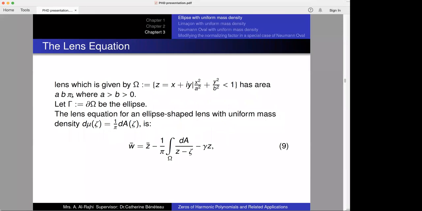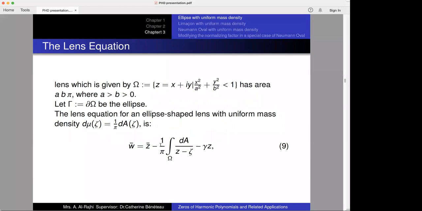For this lens, as we said, our omega has an area AB times pi, where A greater than B greater than 0, and gamma is the boundary of our ellipse. So the lens equation will be given by this equation, where we have normalizing 1 over pi to get an area 1.